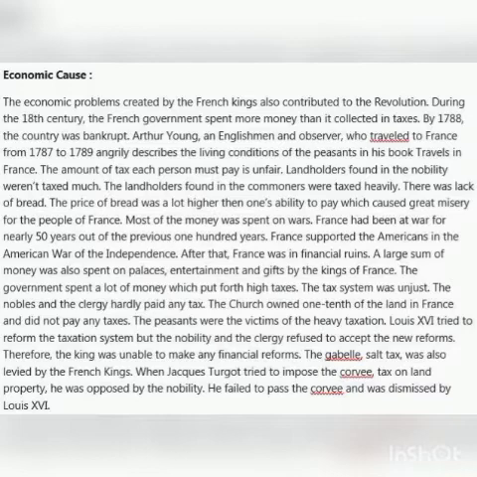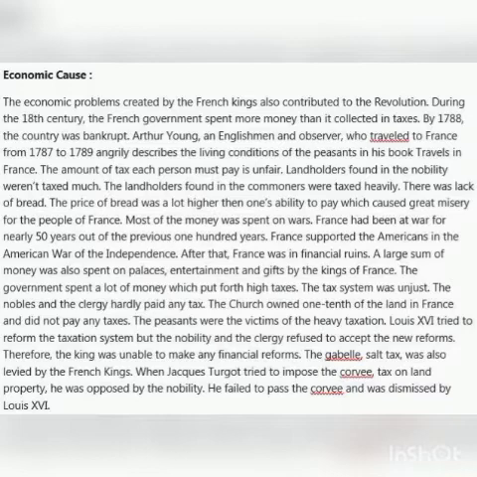Economic cause. Economic problems created by the French king also contributed to the revolution. During the 18th century, the French government spent more money than it collected in taxes. By 1788, the country was bankrupt. Arthur Young, an Englishman, an observer who traveled to France from 1787 to 1789, angrily describes the living conditions of the peasants in his book, Travels in France.